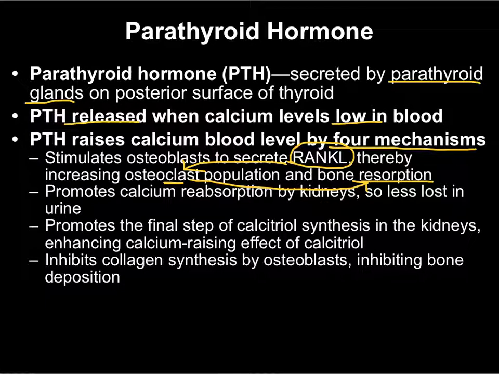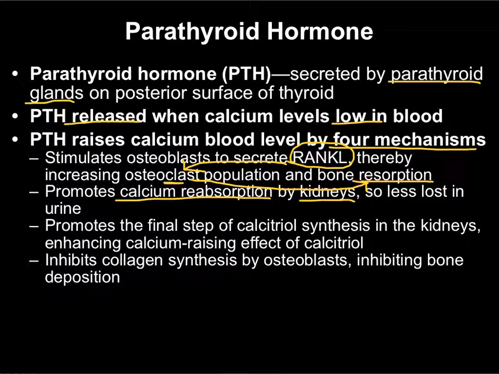Number 2, parathyroid hormone promotes calcium reabsorption in the kidneys. That means that you pee out less calcium, and therefore you conserve calcium in the blood because you're losing less of it. So blood levels rise because you're getting rid of less calcium.